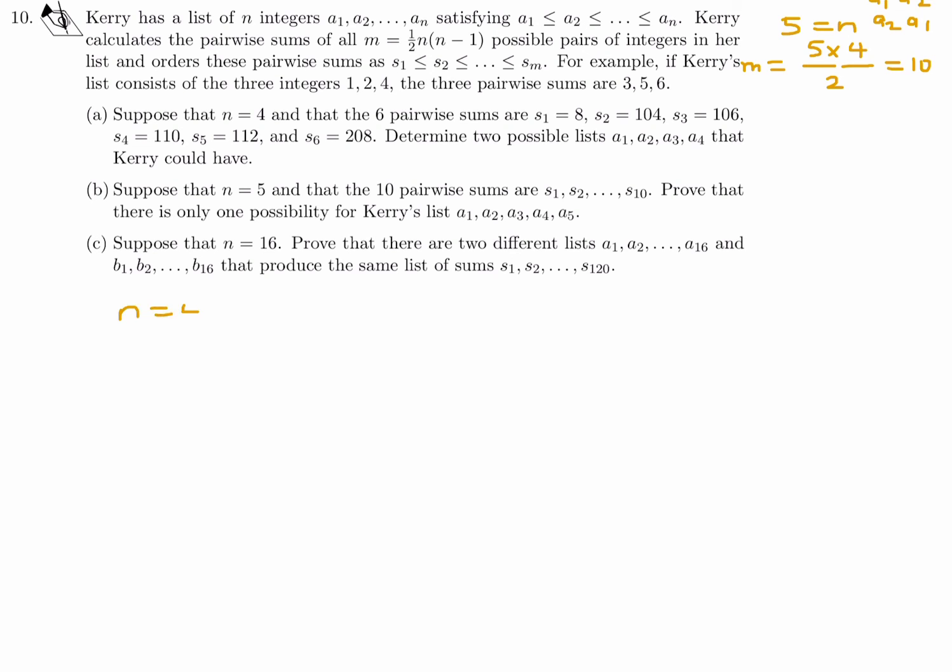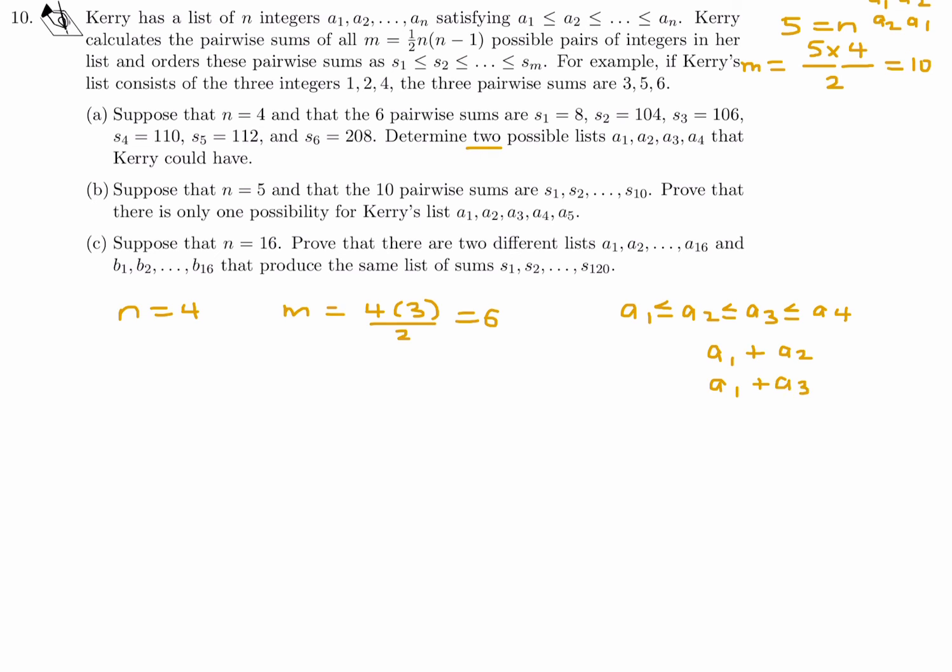All right, so let's turn our attention to number 10a. Suppose that n is equal to 4, and therefore the 6 pairwise sums are 8, 104, 106, 110, 112, and 208. Determine 2 possible lists of a1 to a4 that Cayley could have. So n is 4, so the number of pairwise sums, m, would be 4 times 3 divided by 2, which is 6. And they've already told you that, 6 pairwise sums. So a1, a2, a3, and a4 are my terms. Now let's figure out those pairwise sums. There's only 6, so I can just easily write them out.